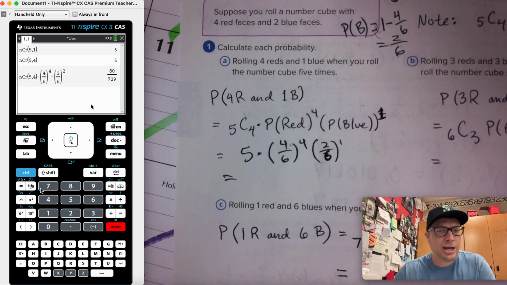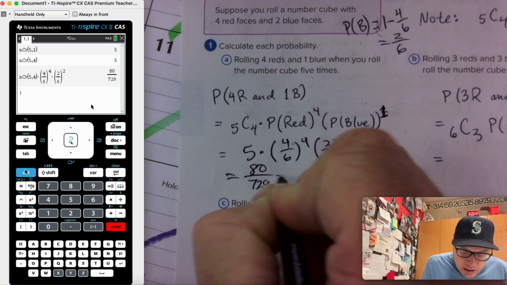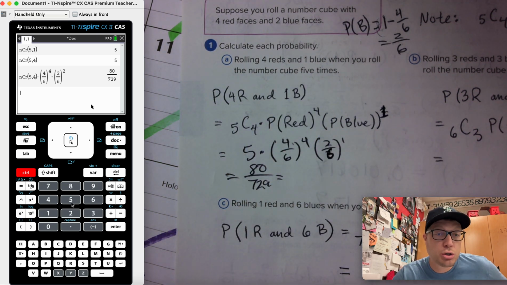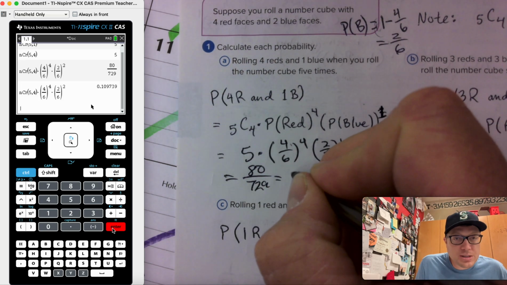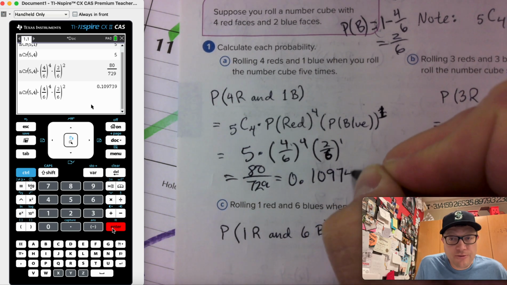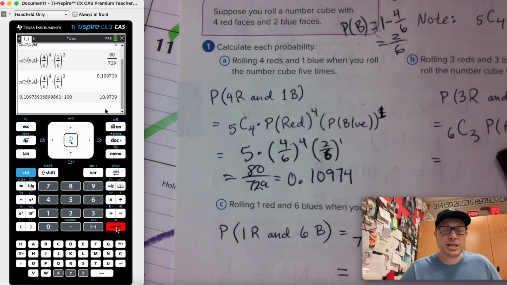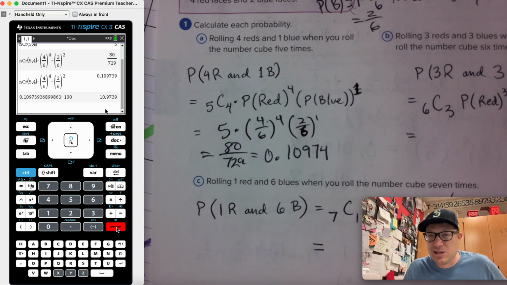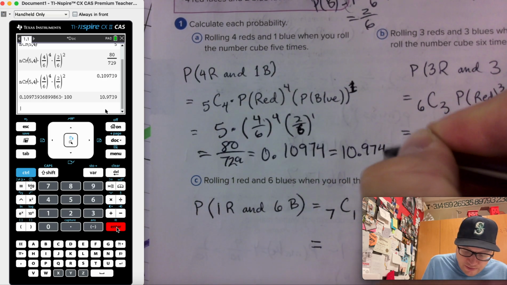Enter. I am frustrated. It keeps giving me an 80 over 729 large fraction. So I'm going to go Control Enter, and I'm going to get my decimal, which is 0.10974. You know, the number after the 9, the 3 is a 9, so then the 9 makes the 3 round up. If I right now multiply by 100, it'll tell me the percentage. I hope you were able to see, though, it was 10.9%. 10.974%.